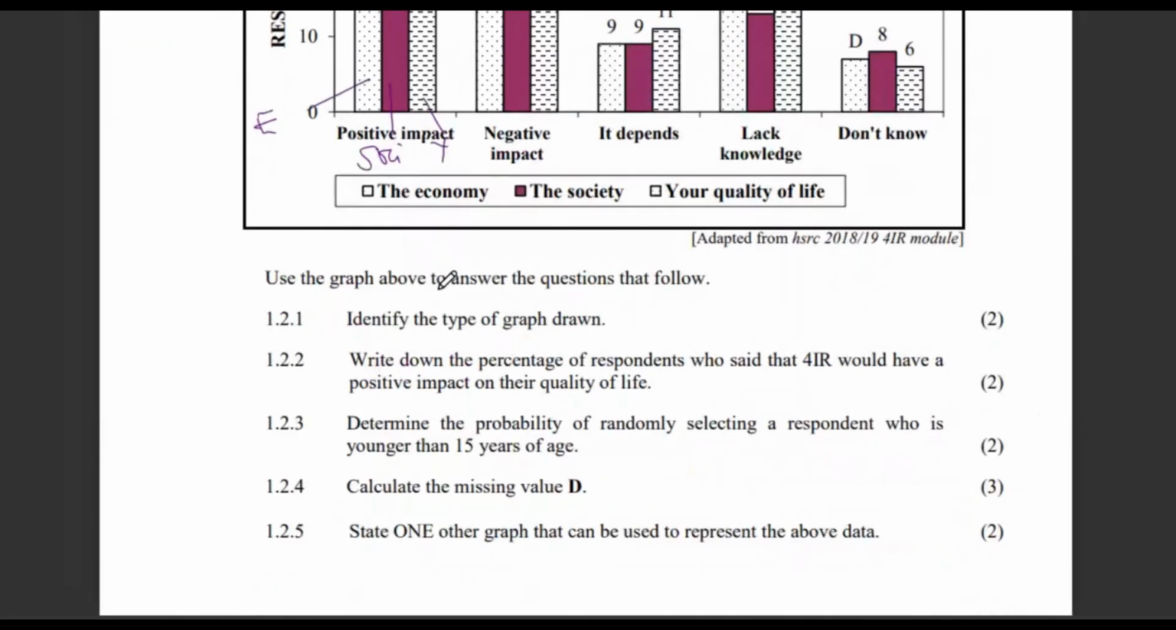All right, we go on. Identify the type of graph drawn. This is called the compound bar graph. Why do we say compound? It has more than one bar representing one factor.